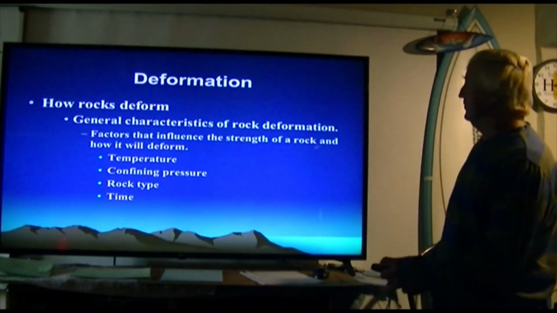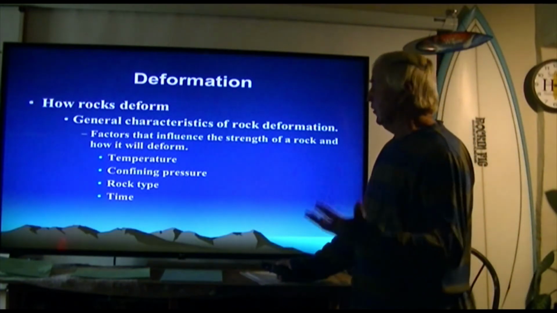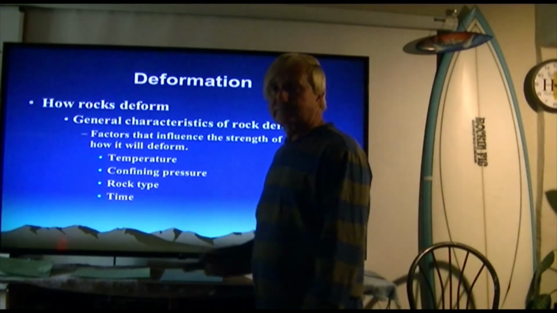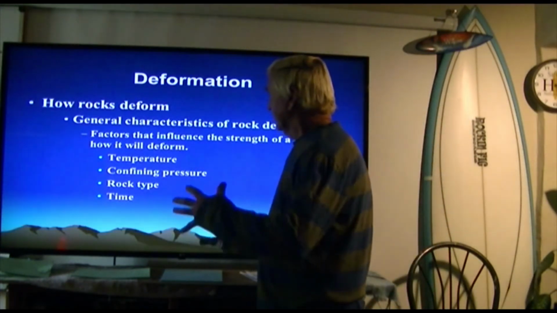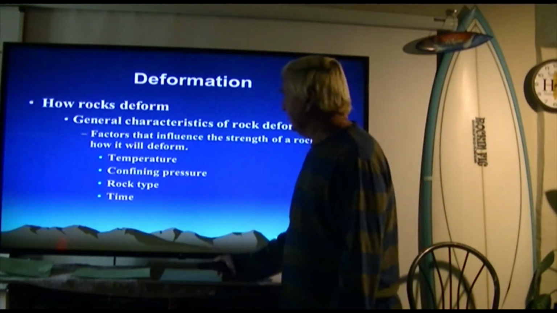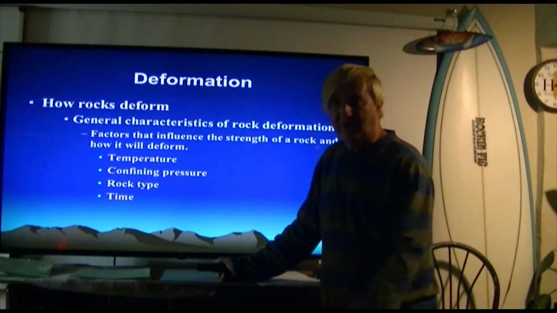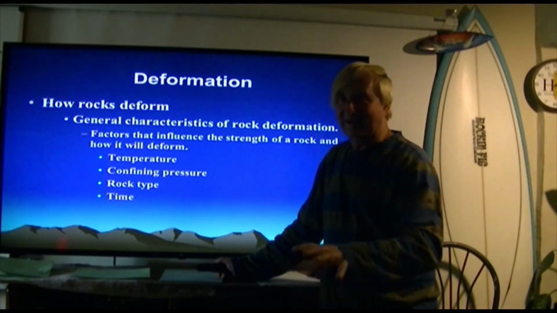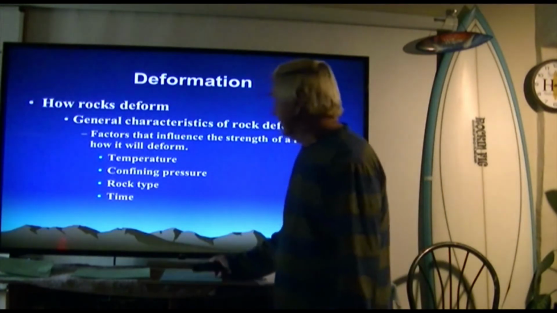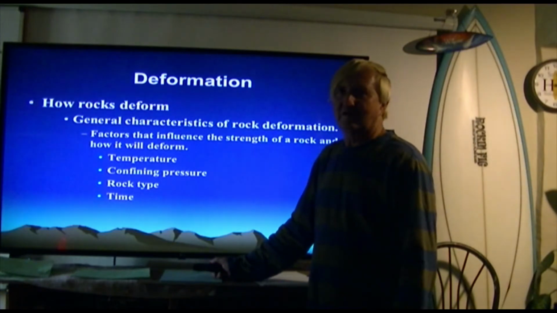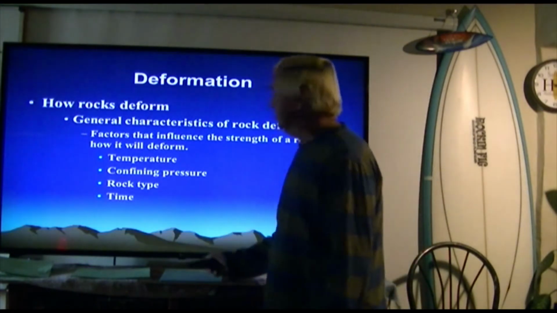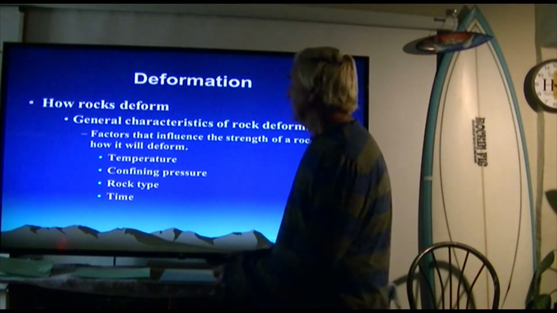All right, so deformation. Rocks are going to either fold or they're going to fracture. That depends on temperature. If you increase the temperature, there's a higher probability that rocks are going to fold. Confining pressure means that they're buried. Rocks that are buried, where that stress cannot escape, that force cannot escape, they're basically going to fold. The rock type: granitic rocks are very resistant to folding. Sedimentary rocks will fold. And then time, how much time you have, millions of years, and this allows rocks to fold.